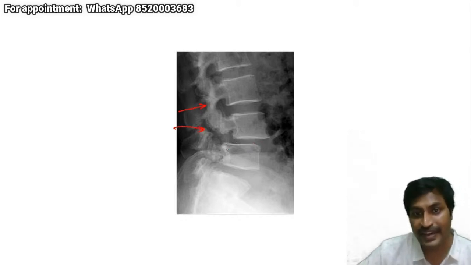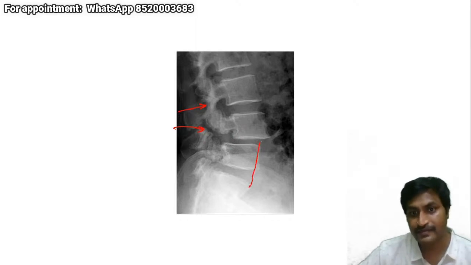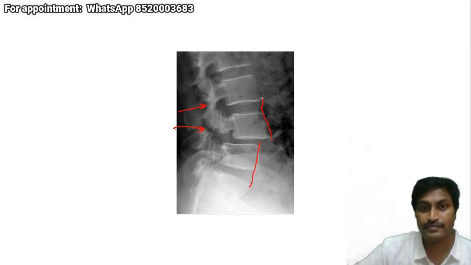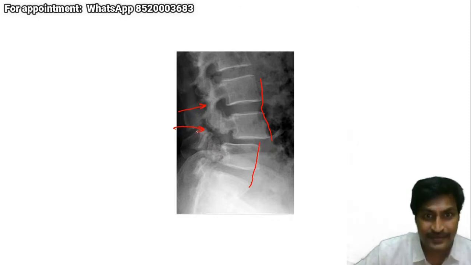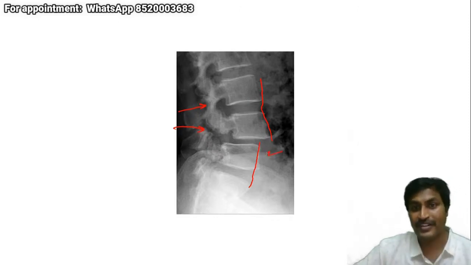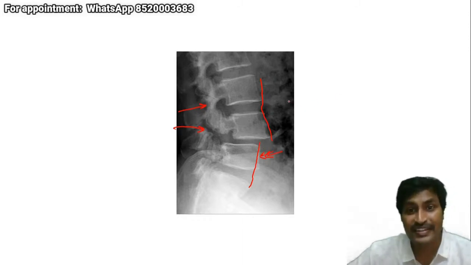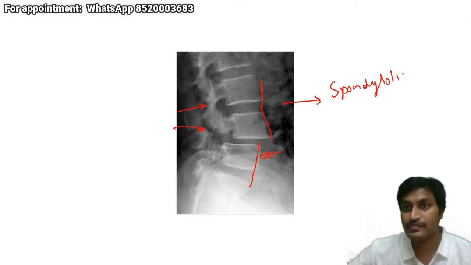And what happened to the anterior and posterior vertebral lines? So there is a fractured part. There is movement of the vertebra. That is, there is a break of the anterior vertebral line. This has grown back. And what is the grade? This is spondylolisthesis, and this is grade 1.